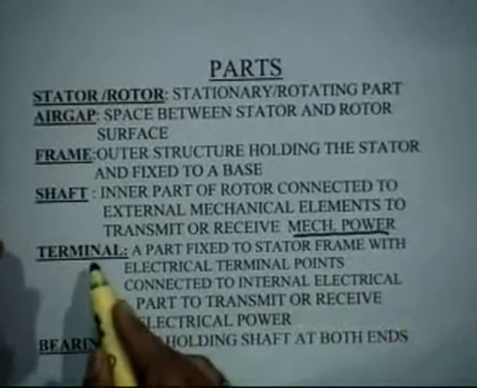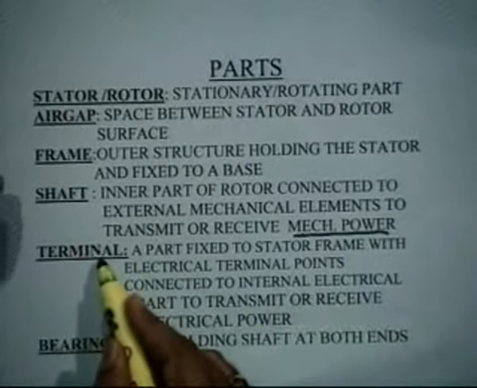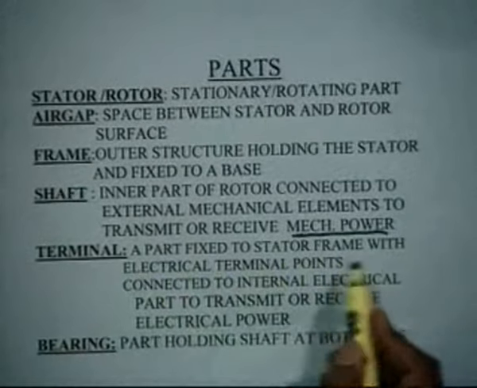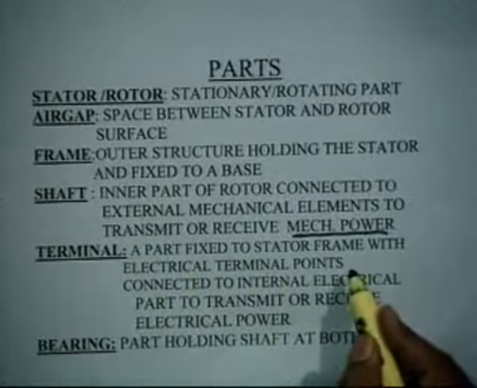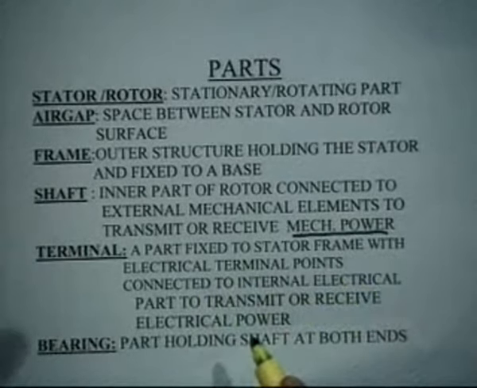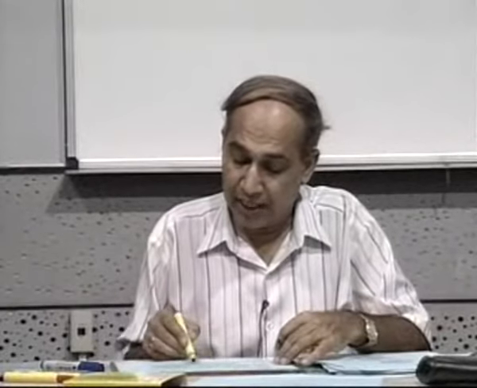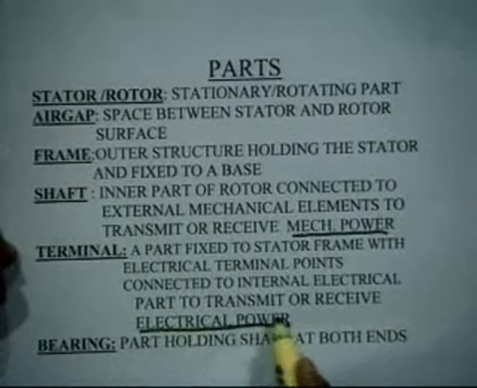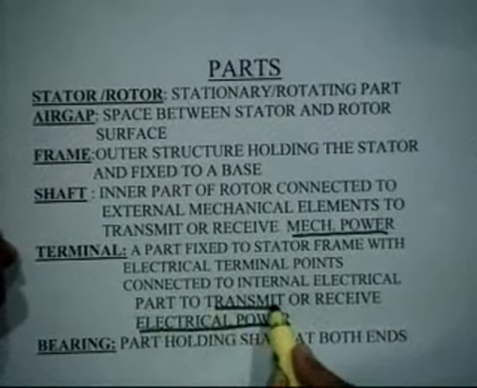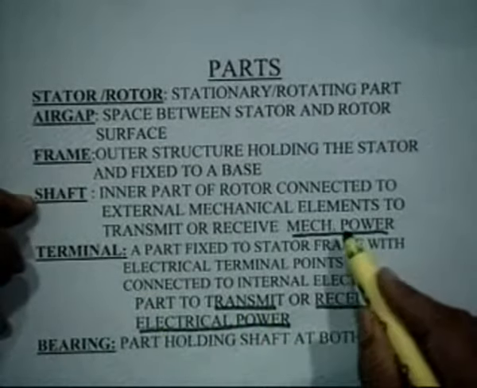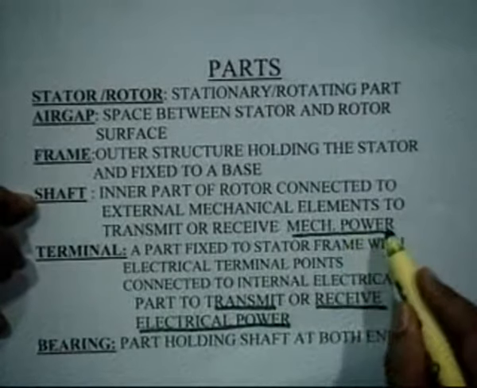Then we have the definition of terminal. Now terminal is a part fixed to the stator frame, generally with electrical terminal points connected to the internal electrical parts. That means internal parts are brought out to the terminals to transmit or receive electrical power. Now this is the purpose of the terminal. So it transmits or receives electrical power, whereas the shaft transmits or receives mechanical power.